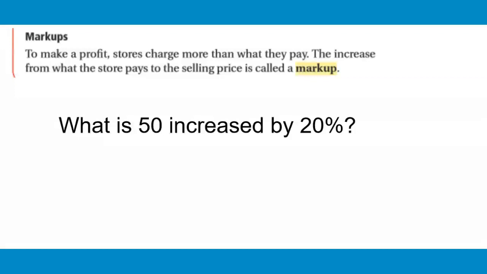So here's a percent increase. What is 50 increased by 20%? So what we did with this type of problem is we take the percent times the original amount, and that comes out to 10 in this case, and we're increasing it. So we take the original and we add it on. A markup works just like this. So a percent increase and a markup are the same thing, work the same way. So let's look at an example here.